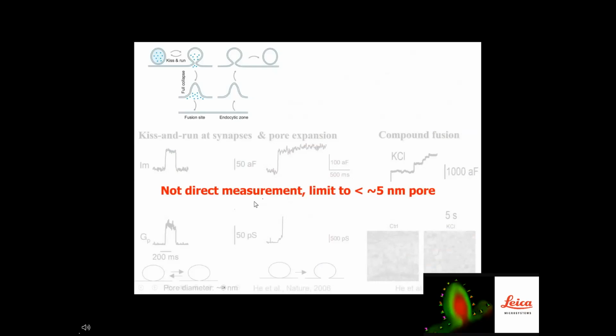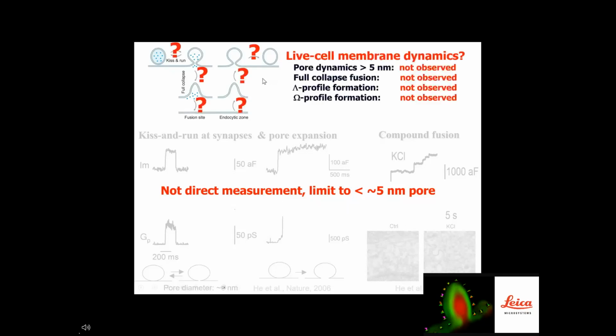So we spent about 10 years trying to understand the fusion modes with the capacitance and conductance measurements. And I should say that these are the most difficult experiments in synaptic transmission studies, at least in my view. But this is still not a direct measurement. Our resolution is limited to about 5 nanometers of the fusion pores based on the indirect estimate from the capacitance and the conductance measurements. It is not direct, so anything above 5 nanometers is still not resolved, and therefore we can still put back these question marks here. So we have not been able to resolve these membrane profile changes.